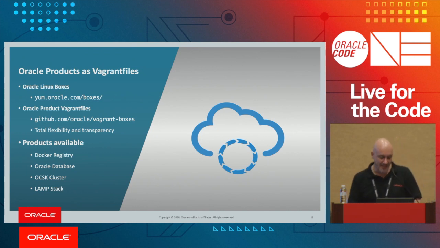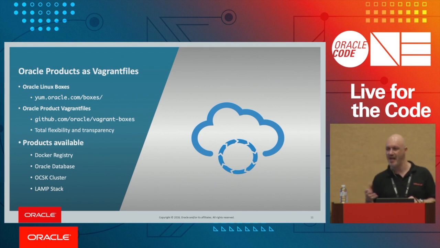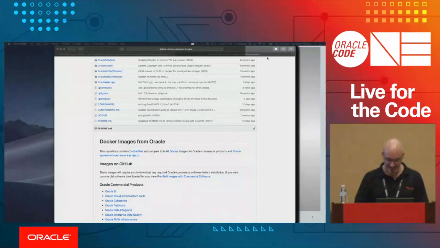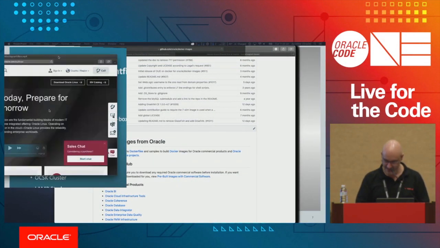We've got things like a Docker registry, or an Oracle database, or an Oracle Container Services for use with Kubernetes cluster, which is the demo I'm going to show you now. Using Vagrant, using VirtualBox, using Oracle Linux, using all of the tools that are available in production so that you can set the stuff up yourself. So let me go and do this across there.